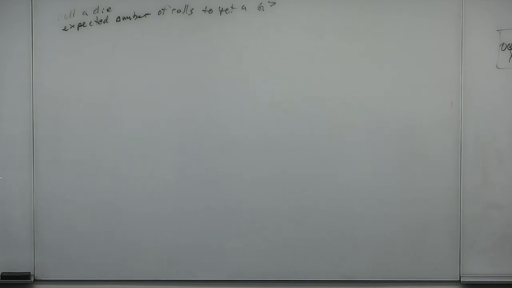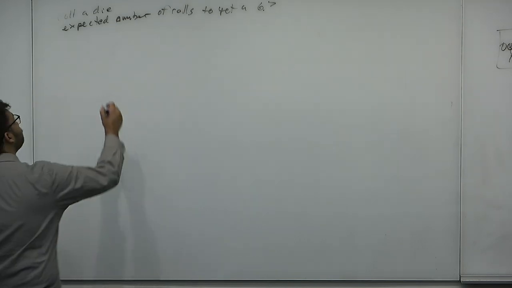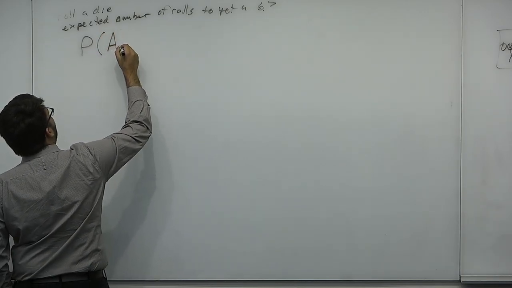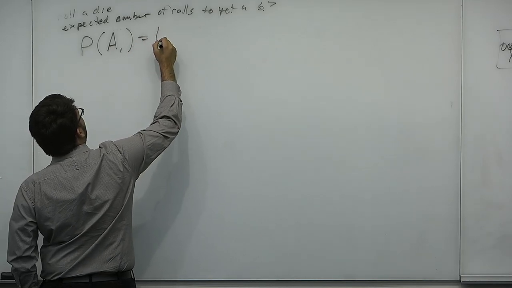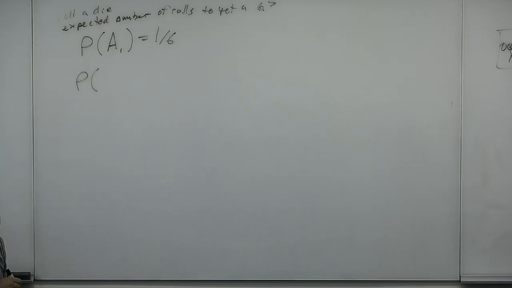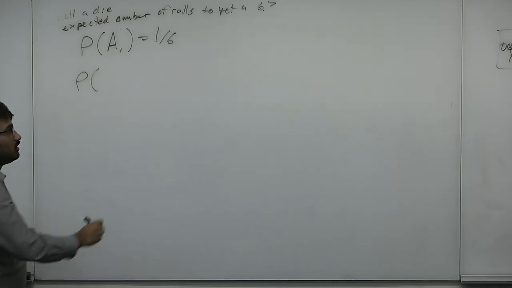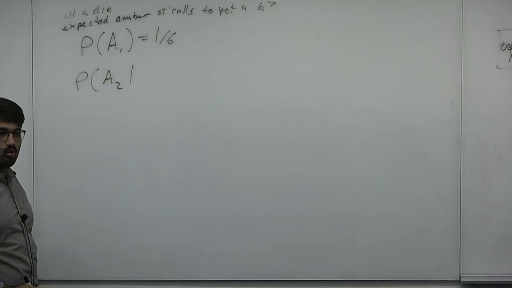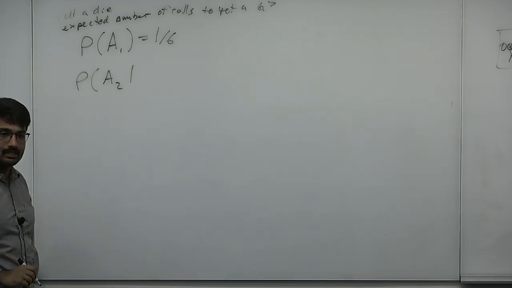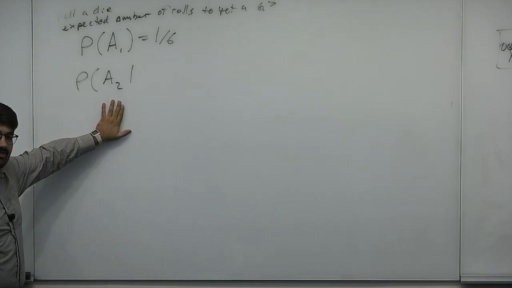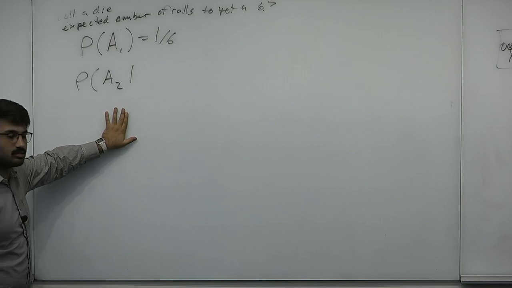So what we're going to do is just compute the probability that you get a 6 for each roll. What is the probability you get a 6 on the first roll? 1/6. Yeah. Okay. Now, what is the probability you get a 6 on the second roll? You only get to the second roll if you did not get a 6 on the first roll. The second roll only occurs if the first roll was not a 6. So we may say, what is the probability of A2, where A2 is the second roll, given the fact that the first roll was not a 6?